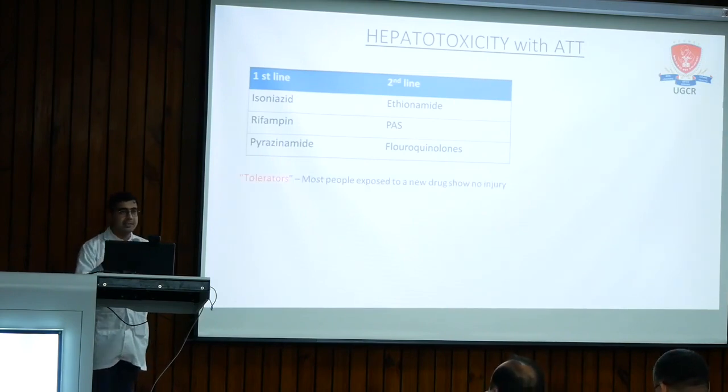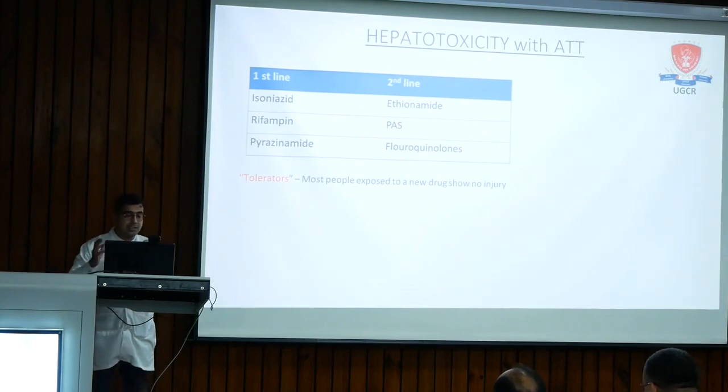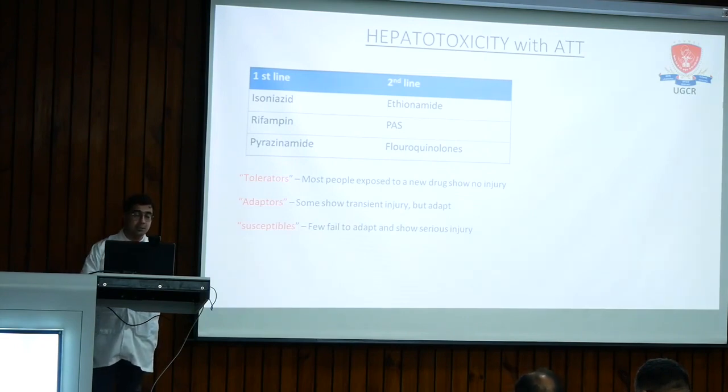So what happens when a drug is taken? Either the patient tolerates it, the liver being a healthy, regenerative organ, and doesn't show any effect. These people are known as tolerators. Some people show a transient rise in derangement of liver function tests and gradually adapt to it. They are known as the adapters. Some people don't adapt. Once they get exposed to the anti-tubercular drug, the liver gets a major injury and the liver injuries continue. They are the susceptible individuals.